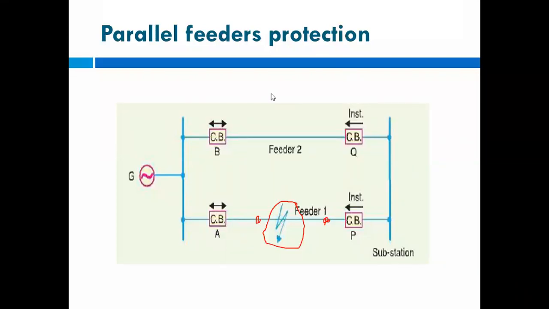We have seen the radial feeder protection, right? In radial feeder protection, what happens? There is only a single way for the protection or for supply. It means if any fault occurs in between, then the remaining system gets disconnected.